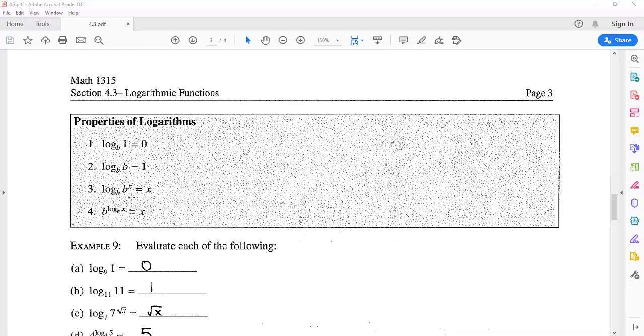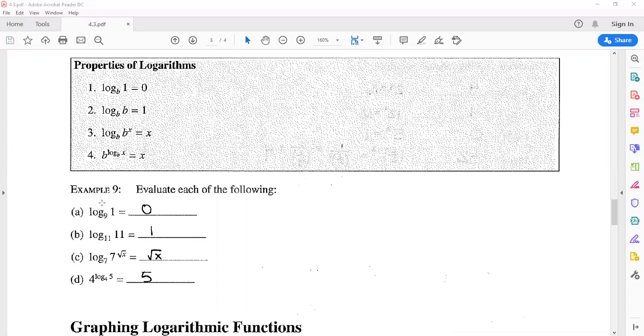So together, these two properties tell us that log base b of x and b to the x are inverse functions of one another. So in particular, I think we've seen graphically before that b to the x is 1 to 1. It will also be the case that log base b is a 1 to 1 function.